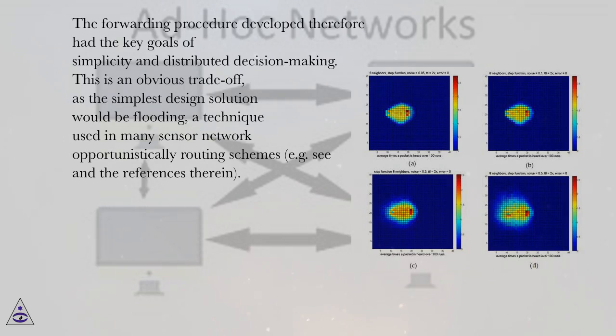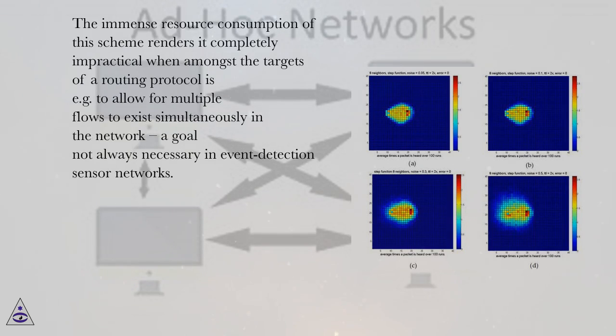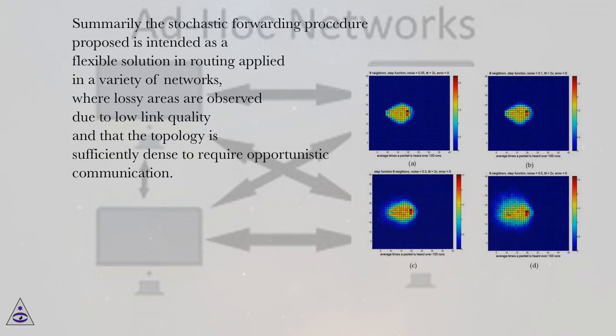This is an obvious trade-off, as the simplest design solution would be flooding, a technique used in many sensor network opportunistic routing schemes, for example see the references therein. The immense resource consumption of this scheme renders it completely impractical when among the targets of a routing protocol is, for example, to allow for multiple flows to exist simultaneously in the network, a goal not always necessary in event detection sensor networks.